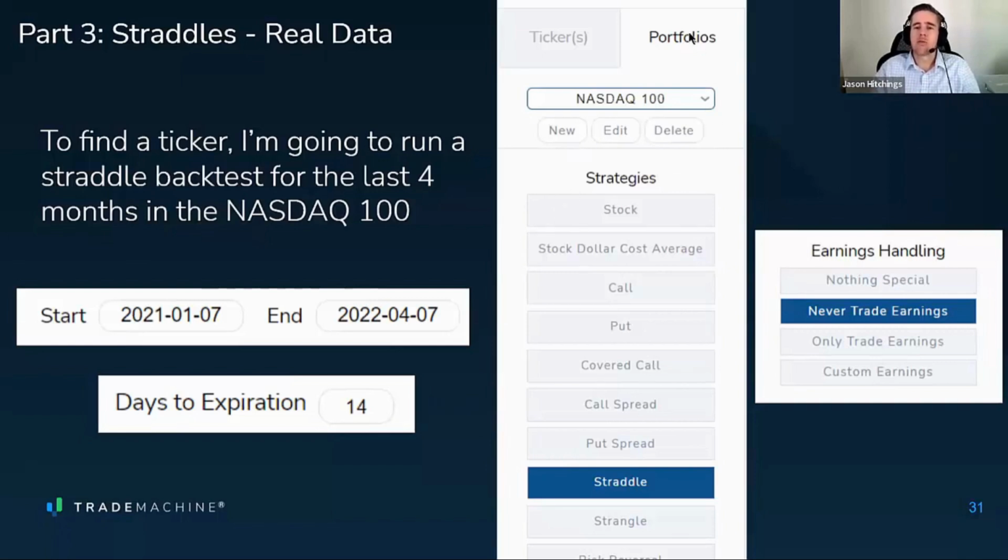I click on my portfolio view. I've created a portfolio of the NASDAQ 100 stocks. I'm going to click a straddle. And I'm going to say never trade earnings, because I don't want a couple big earnings moves to distort how the entire position looks as I'm looking at individual tickers. So I'm going to say never trade earnings.